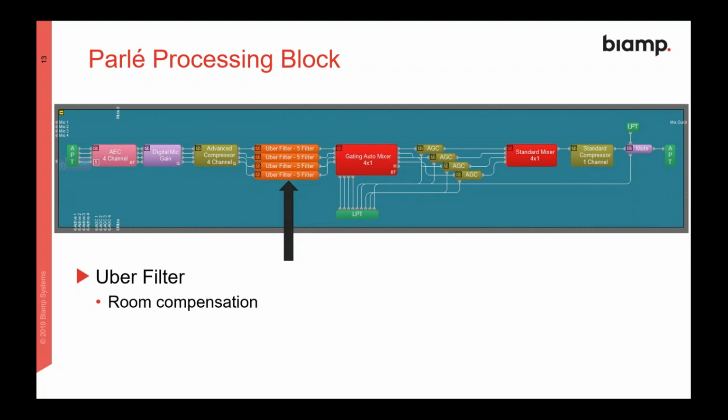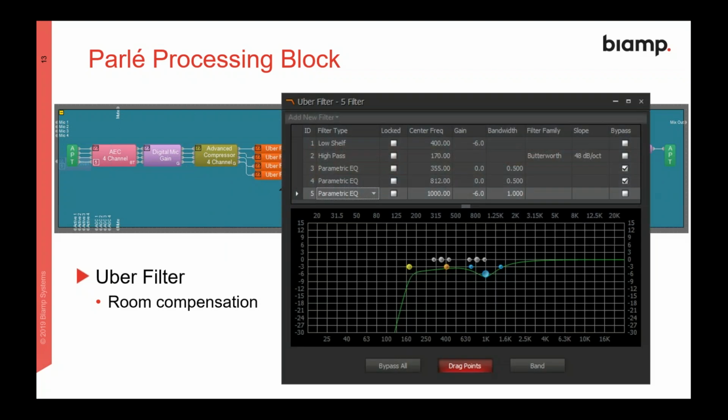So next in line, we have some EQ. And these are 5-band Uber filters built into the block. And we have the preset EQs that we've determined work well with the microphone in different conditions. So we tested this in quite a few rooms, and we've gone back and looked at quite a few of the cases where we've done room tunings in progressively noisier and noisier rooms.